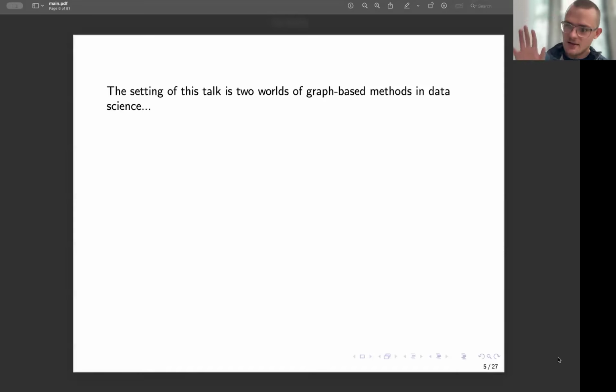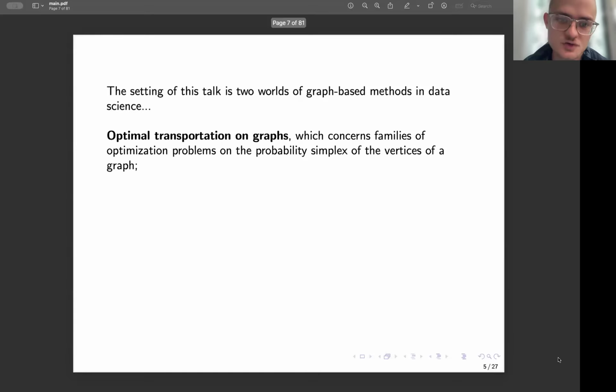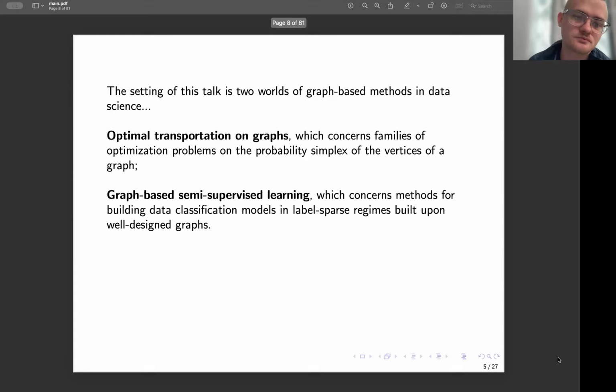So having given you a bit of an appetizer for graph-based methods in data science, the setting of this particular talk is going to be what I'm going to call two worlds within this field. The first world is optimal transportation on graphs. Loosely speaking, maybe insultingly loosely speaking, this refers to a family of optimization problems on the probability simplex of the vertices of a graph. I'll elaborate on that momentarily.